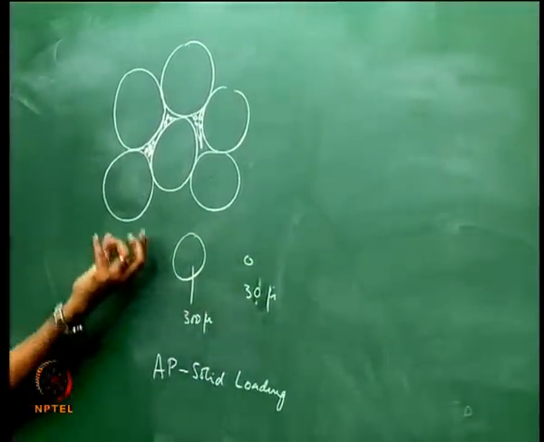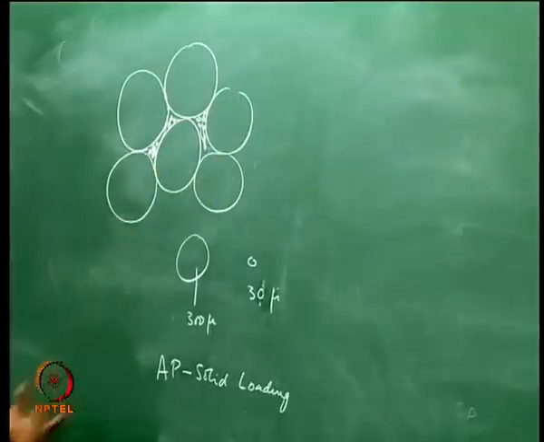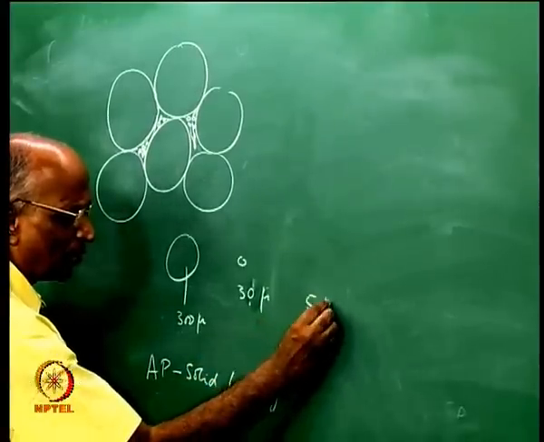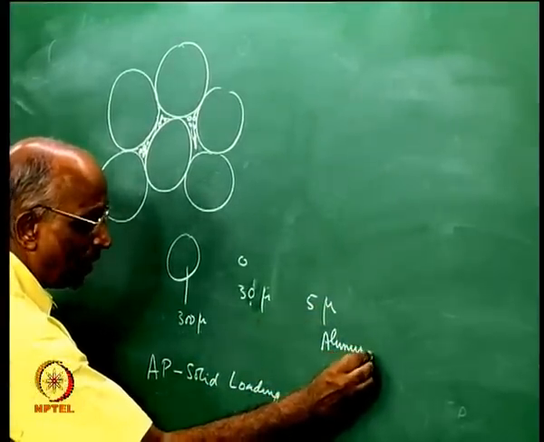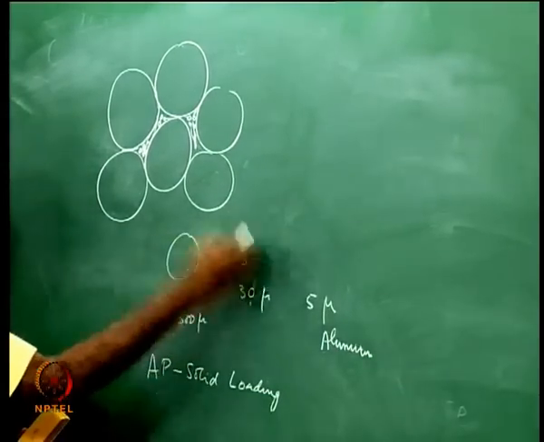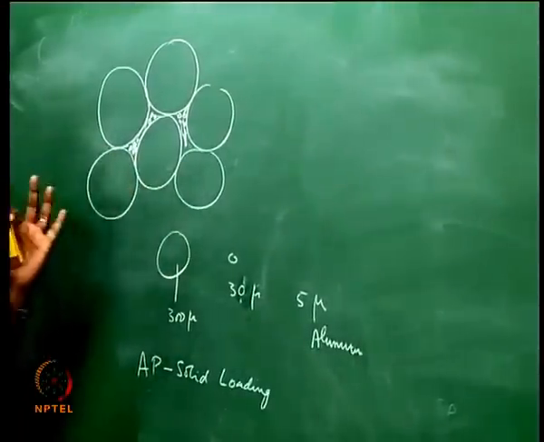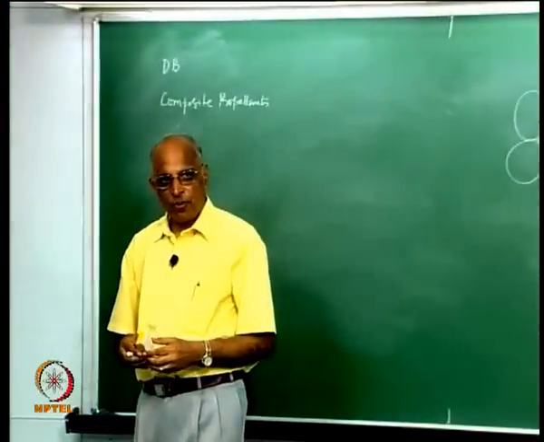Why is it used? I want to increase the amount of AP as much as possible, and when we use aluminum, aluminum is even smaller size, typically around 5 micron. And why aluminum? Aluminum is again a solid, I can improve the loading of solid, and therefore I can have a dense propellant as it were. And this is all about composite propellants.